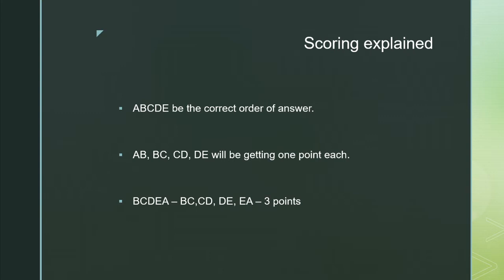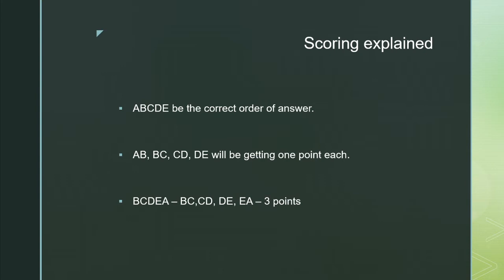Now imagine you wrote the answer as B, C, D, E, A. You might think you will get 0 points, but it's not like that. You will get 3 points. Let me explain how. If you take B, C, D, E, A, you can divide it into the pairs BC, CD, DE and EA.